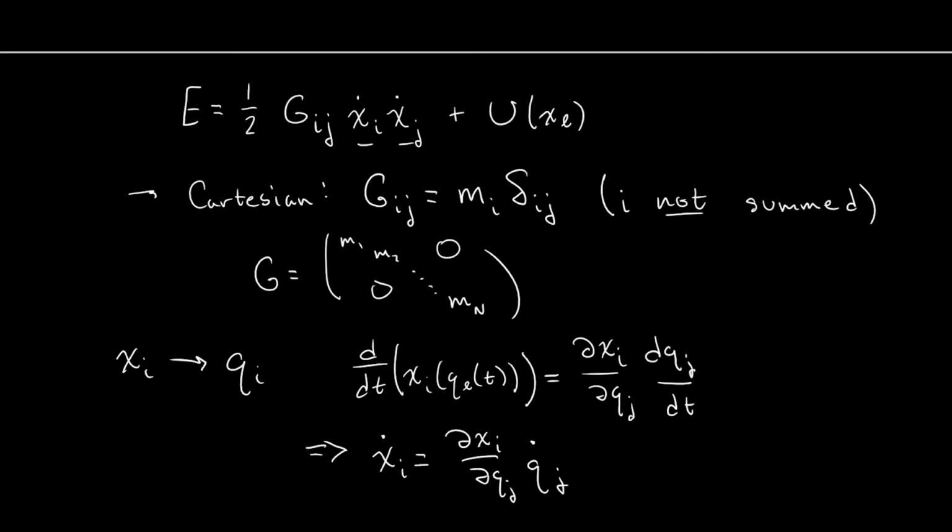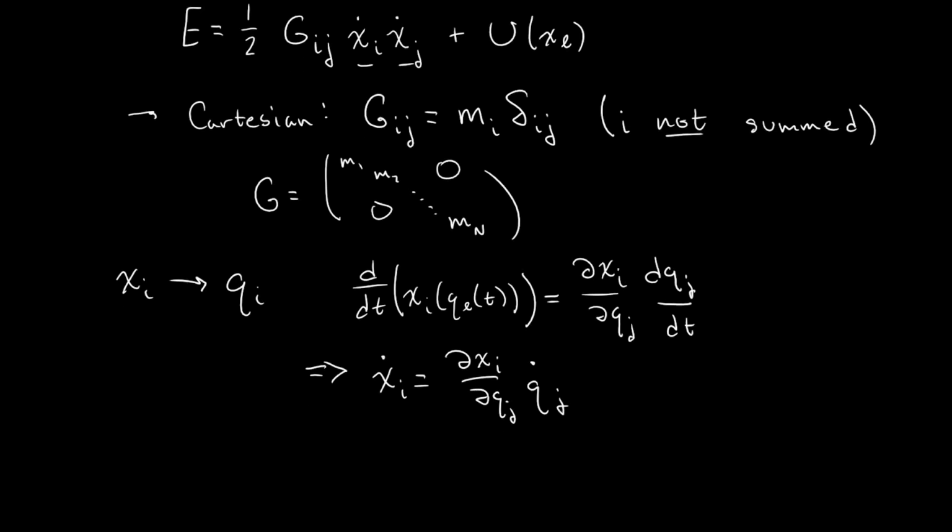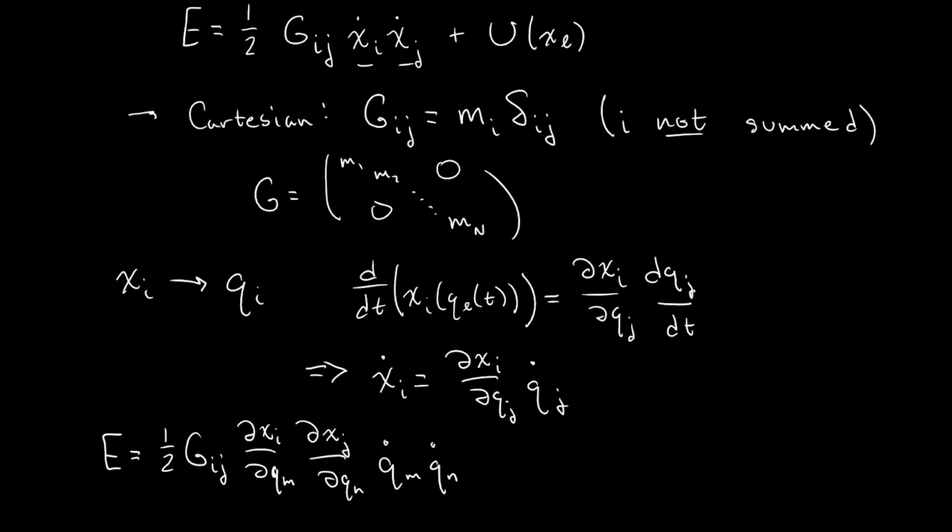Now, my potential energy is easy. I know that since x is only a function of coordinates, my potential energy is still only going to be a function of generalized coordinates. So I can actually rewrite my energy in terms of these generalized coordinates: G_ij, dx_i/dq_m, dx_j/dq_n, q dot m, q dot n, plus U of q_l.